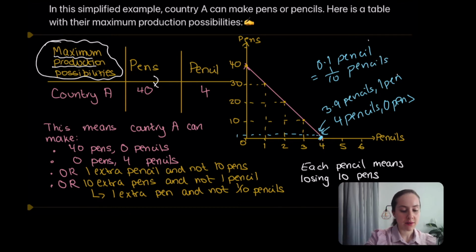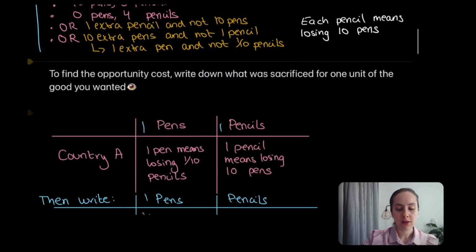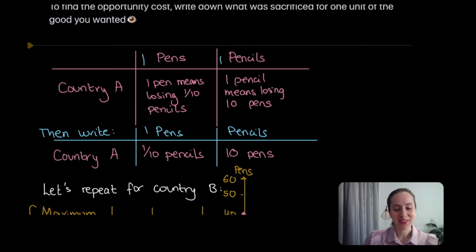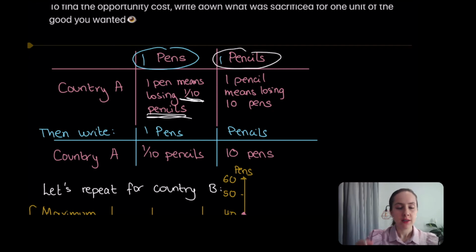And I've got that written down here to be sure that's in your notes. And I've even got that written down here in the table. So again, for country A to make 1 pen, they have had to sacrifice 1 in 10 pencils. And we saw that going up along their PPF. And to make 1 pencil, they have had to sacrifice 10 pens. This is just the working out. This isn't opportunity cost yet.